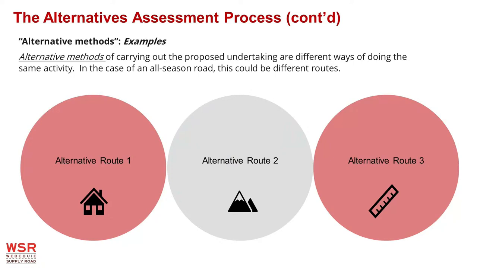Now let's move to alternative methods. When we talk about alternative methods, as I mentioned, they're different ways of doing the same activity. So in the case of an all-season road, this could be different routes. In our case, we have three alternative routes within a preferred corridor. We have alternative route 1, alternative route 2, and alternative route 3.